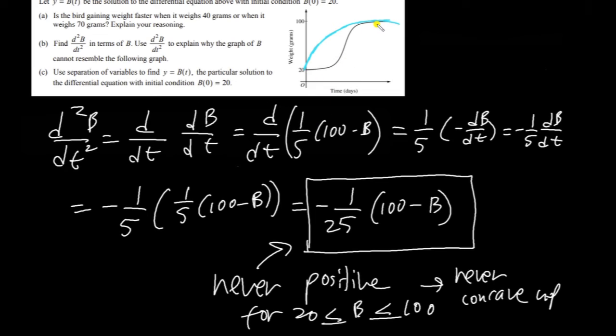So yeah, I think I've said that enough times. That's part B. This was a 2-point question, 1 point for the second derivative and 1 point for the explanation of why the graph cannot look the way it is shown.